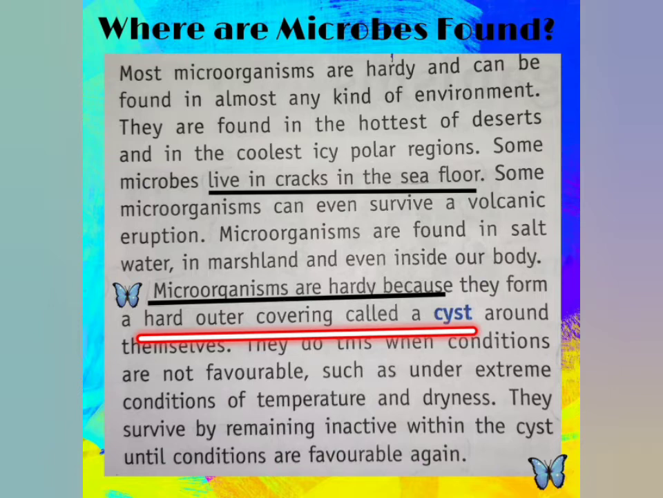Microorganisms are found in salt water, in marshland, and even inside our body. Microorganisms are hardy because they form a hard outer covering called a cyst around themselves. They do this when conditions are not favorable, such as under extreme conditions of temperature and dryness. They survive by remaining inactive within the cyst until conditions are favorable again.